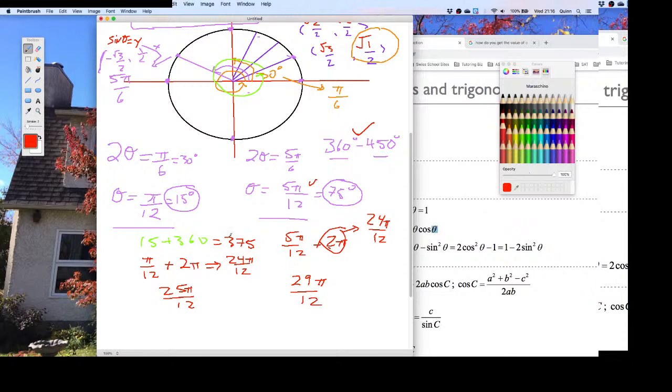So those are my two values in radians if I have 15 plus 360 and 75 plus 360. So that's what I've done so far. All I've done is I went around the unit circle another time and I got to this exact same place, and I checked to see what angle that is, and that angle just happens to be in our range of 360 to 450.